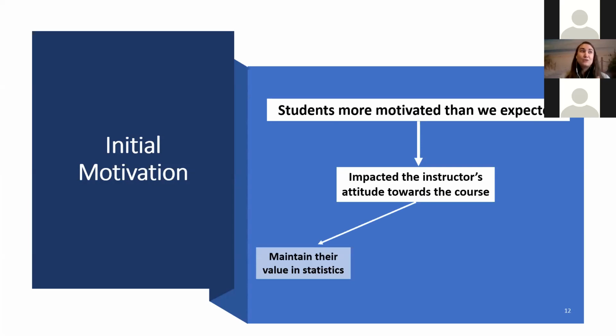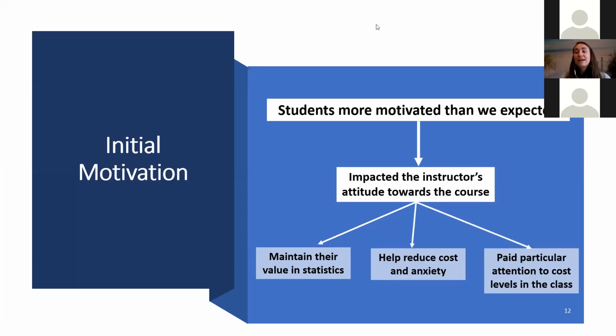Students send us news clips of things they were interested in, where we could talk about the statistics, or we ourselves just decided to bring our own statistics that we saw in the news that matched with the content of the class. The other thing we did to maintain our students' motivation is really keep looking at the cost level in our class, since that was the most variable, and try to focus on helping reduce that cost and anxiety.